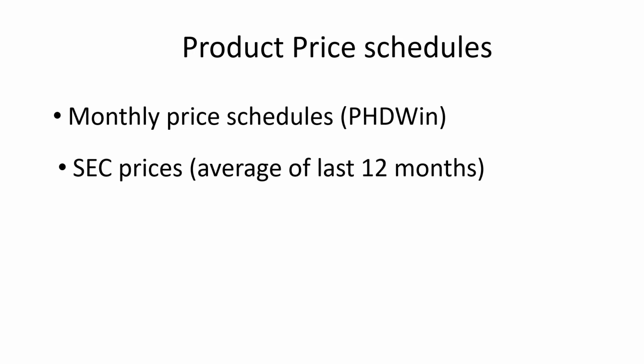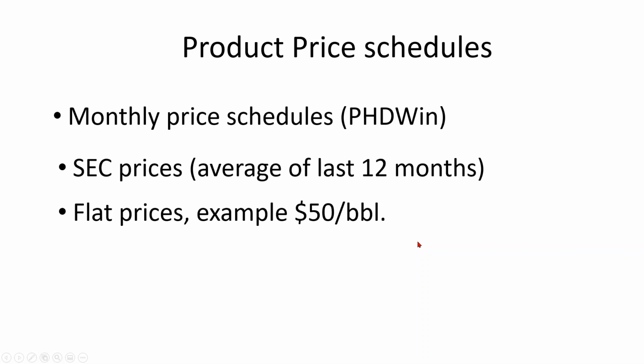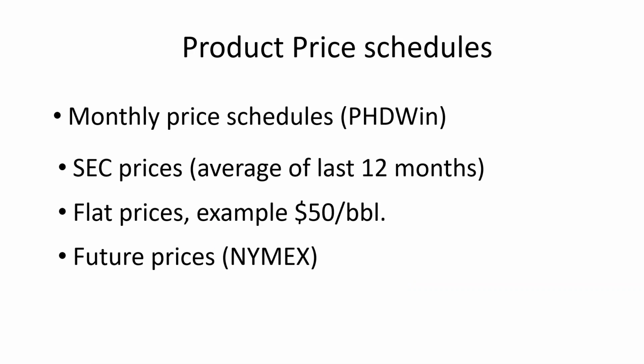You can build models and schedules. For instance, an SEC price is an average of the last 12 months of prices. You can build a model like that in PHDWin if you want. Or you can build a model of flat prices. For example, I just want to run my reserves at $50 a barrel. You can do that. Or you can have futures prices from the futures market, and you'll have a different price each month out into the future. The market will tell you what oil is going to sell for, or what they think oil is going to sell for. So you can build a schedule with that.